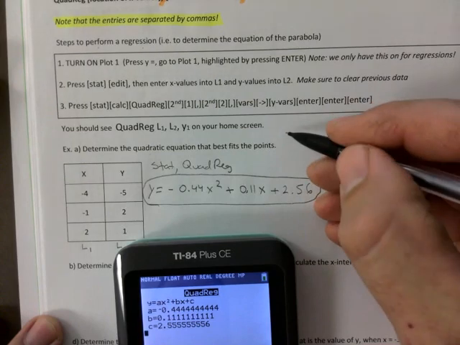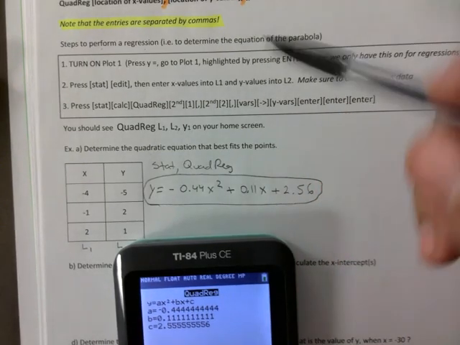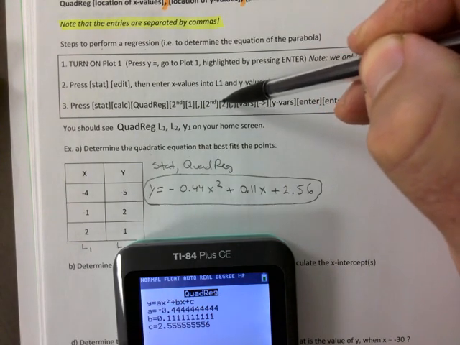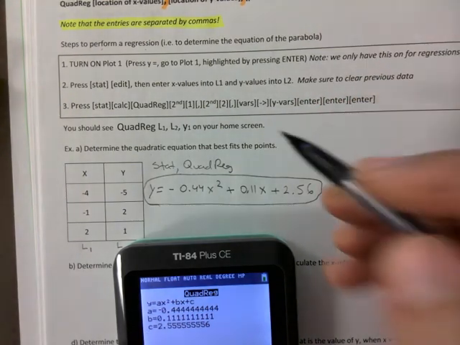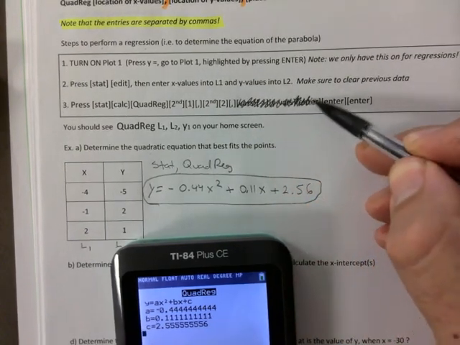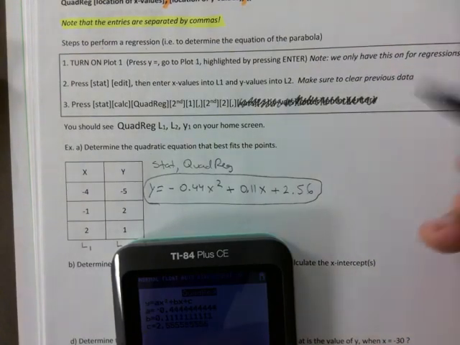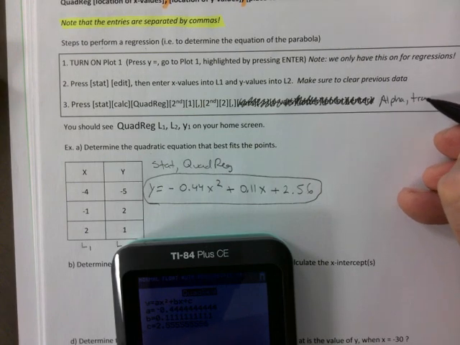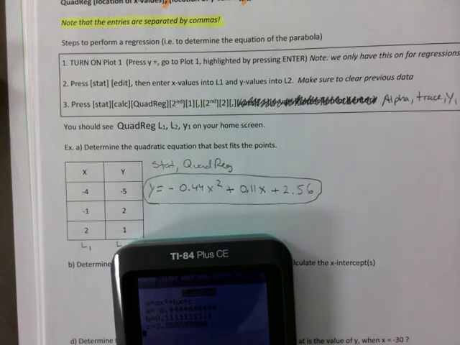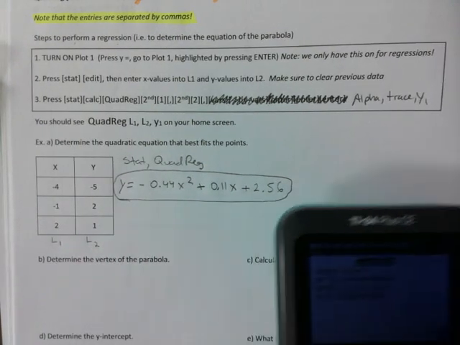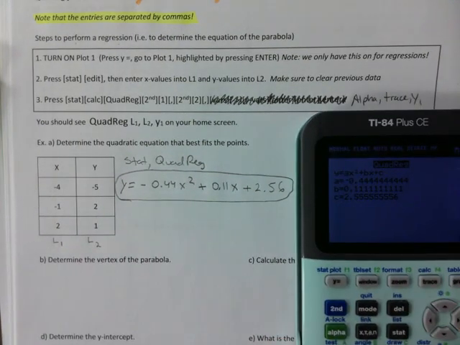Can I just make a note here? This is the long way of doing it. Second 1, comma, second 2, that's for L2, comma. I want to get rid of this part. This is the long way of doing it. Just go alpha, trace, and then Y1. Sorry, can't see that. Just go alpha, trace, Y1. It's so much easier. It saves you a ton of typing. And there you go.